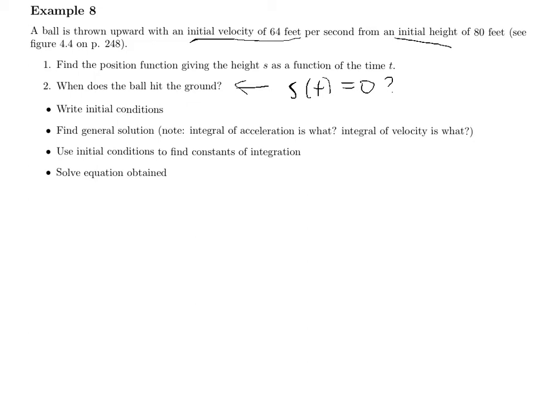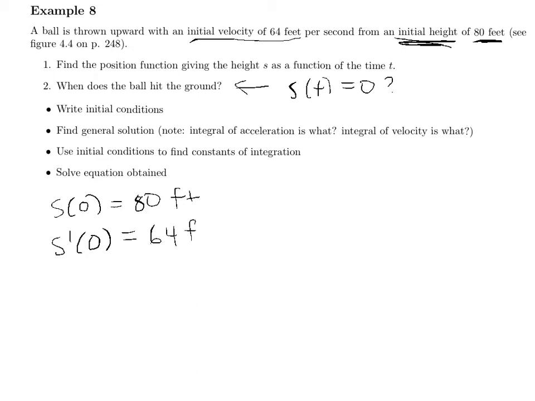All right, so first let's take a look at what our initial conditions are. We know that the initial height is 80 feet. So that means that at time t equals 0, the position is 80 feet. And we also know that the initial speed, the derivative of position at time equals 0, is 64 feet per second. So those are our initial conditions.